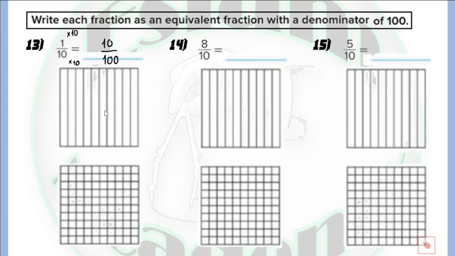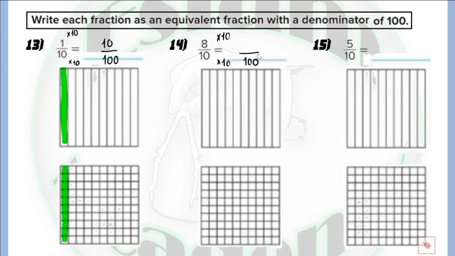Now we can shade. If the denominator equals 10, I will shade only 1 column. But if the denominator equals 100, we will shade 10 small squares, which represent 1 column. You will find that whether the denominator equals 10 or 100, we have the same number of columns. 8 over 10. As we said before, I will multiply up by 10 and down by 10 to make the denominator equal to 100.